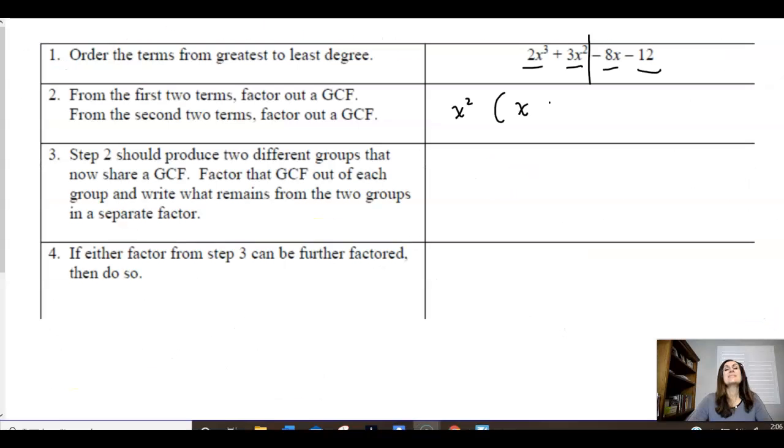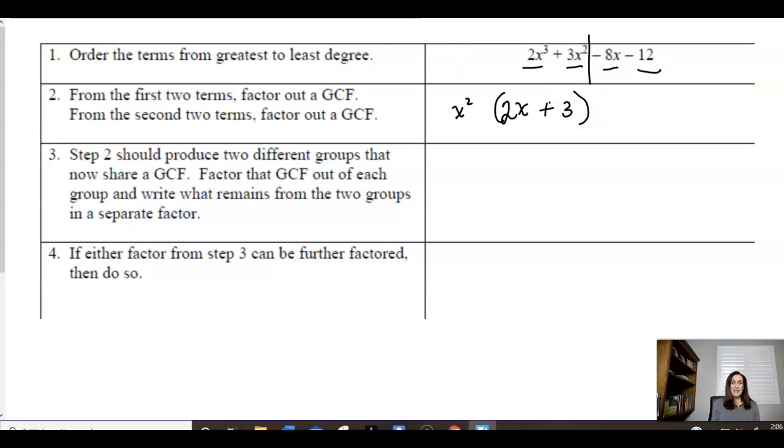Ta-da! So now we're going to factor by grouping. You can see that we have 1, 2, 3, 4 terms. And just as a reminder, the leading coefficient is a 2, the degree is a 3, and the constant term is -12. So out of the two groups, I split it down the middle, and I see a GCF of these two terms as x squared, leaving me 2x plus 3.